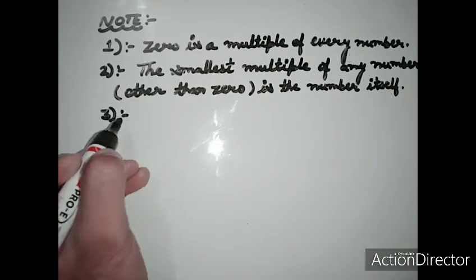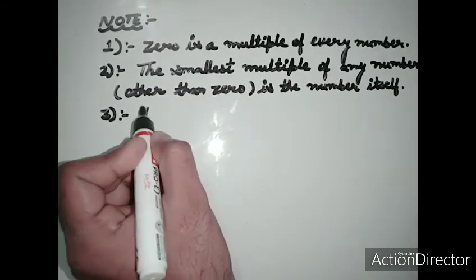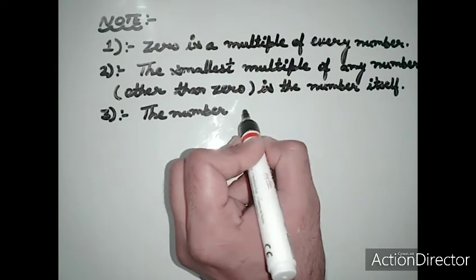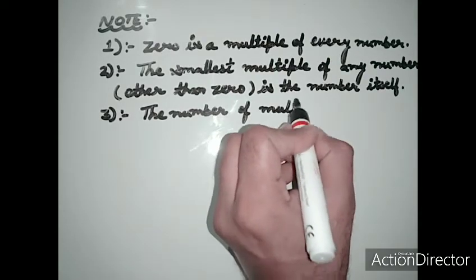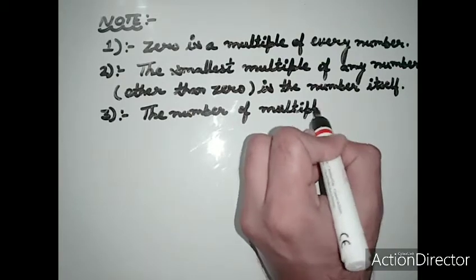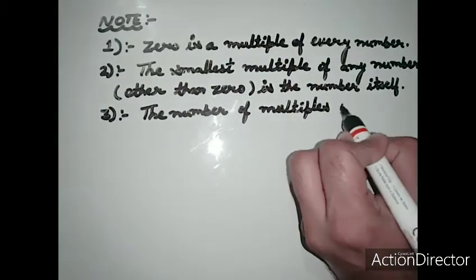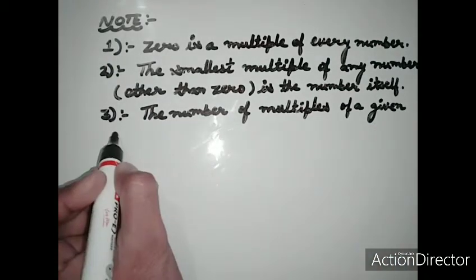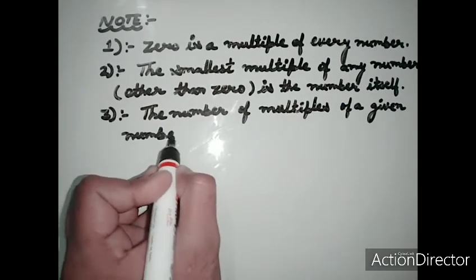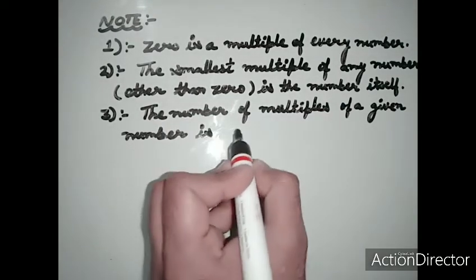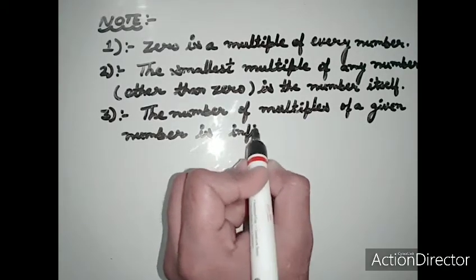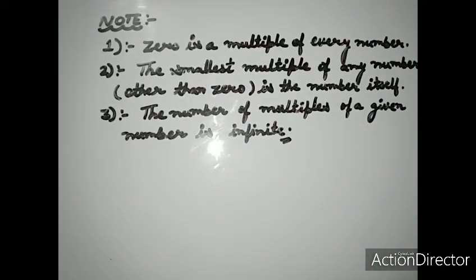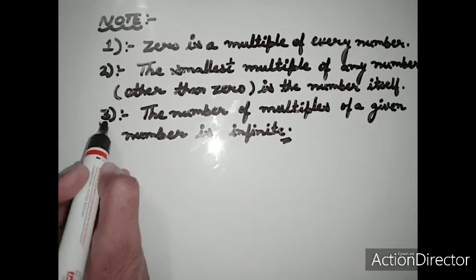Now the third one is the number of multiples of a given number is infinite. Right. So these are some important points related to multiples.